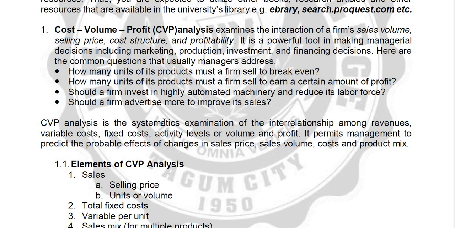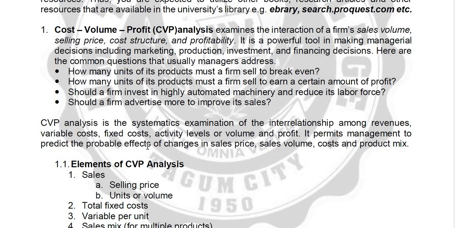So CVP analysis is the systematic examination of the interrelationship among revenues, variable costs, fixed costs, the activity level or the volume, and of course the profit. So it permits management to predict the probable effects of its changes in price, sales volume, cost, and product mix.